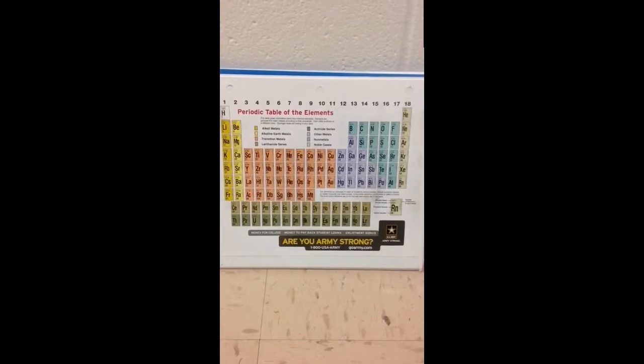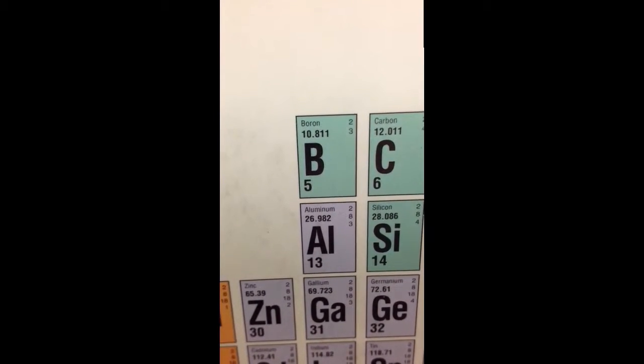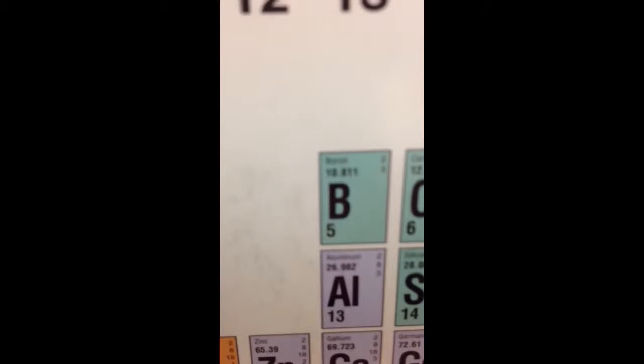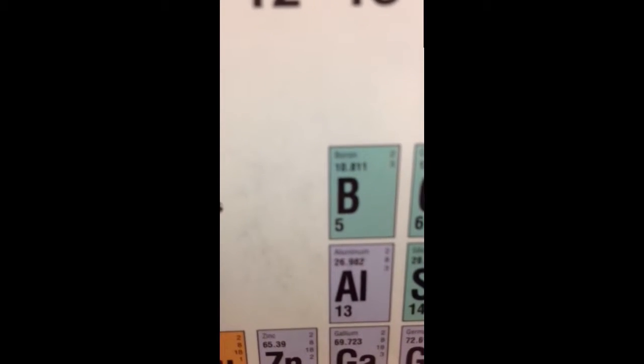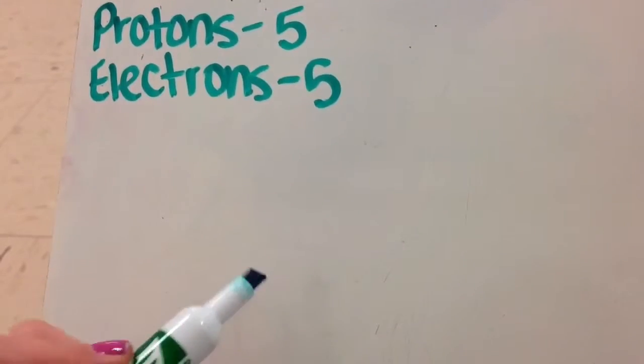First, you choose an element. The one I will be using is boron. First, you have to find the atomic number, which is 5, and that gives you the protons and the electrons. Now we are going to draw our protons and electrons.